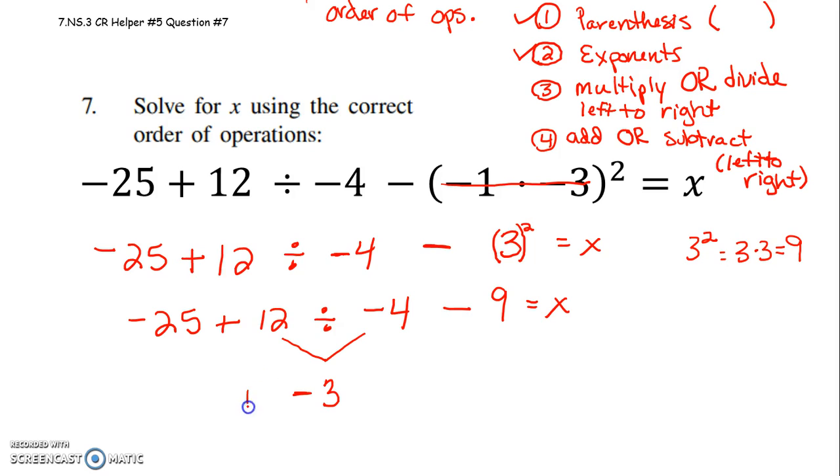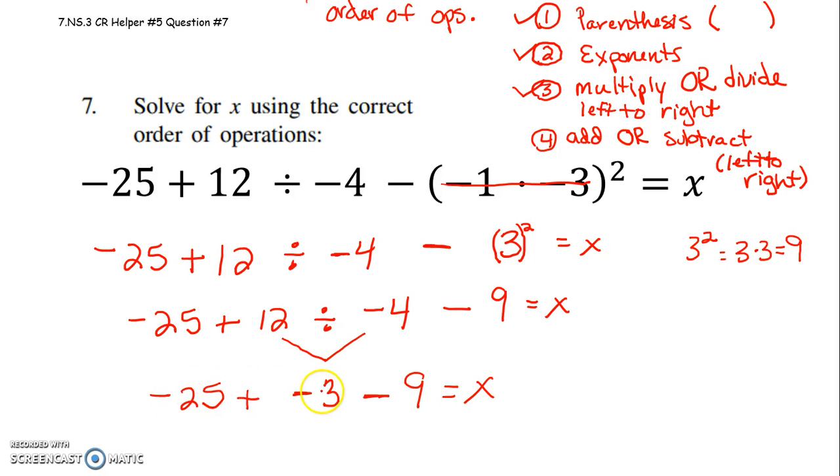You can keep this addition sign here. You can keep this -25 here. You can keep this minus sign here. You can keep this 9 here. So now we've taken care of our multiplication and division. So now we're going to add or subtract left to right. So I'm moving left to right for addition or subtraction. Oh, yay, I have an addition here.